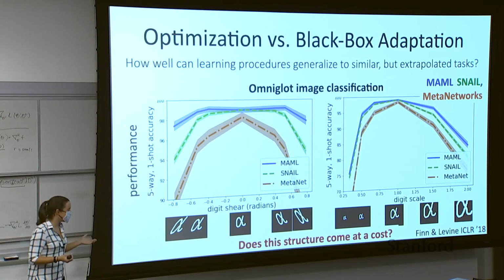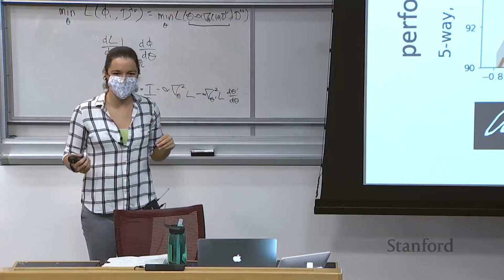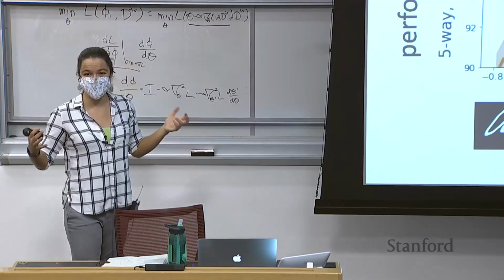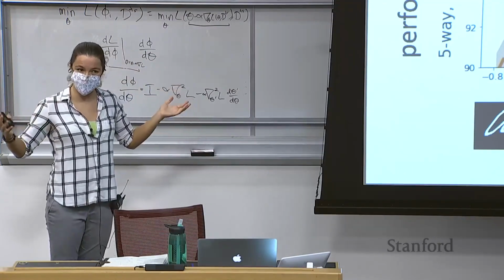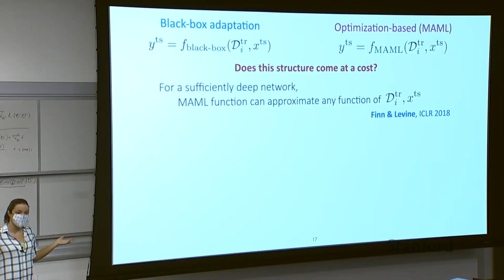Now, the other thing you might wonder is, well, okay, we're building a gradient step into this procedure. Does this mean that the method is less expressive? Like maybe it can't represent the kinds of learning procedures that a black box neural network can represent. One thing that you can show is that if you have a sufficiently large neural network, then the computation graph with a gradient descent step in it can actually still approximate any function of the training data set and the test input. Essentially this is saying that you can represent any learning procedure despite the fact that there's a gradient update in the computation graph.